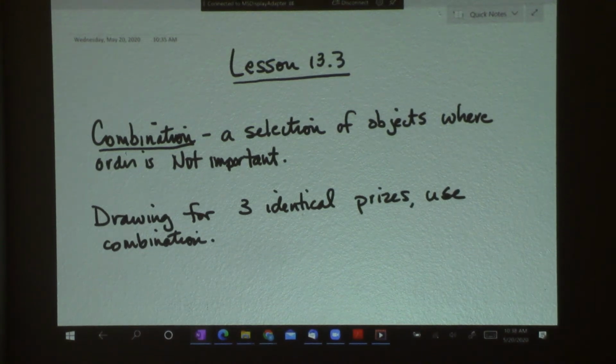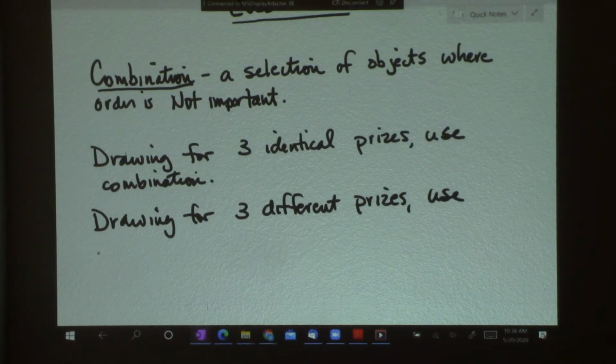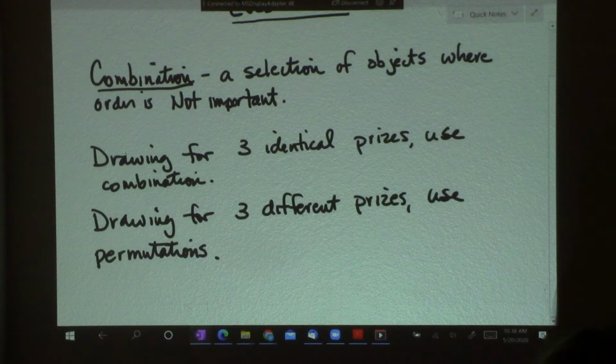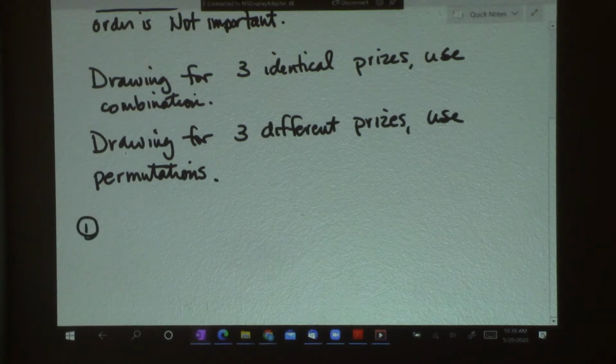They're all the same. Now, if you had a drawing for 3 different prizes, the order would matter because different things are getting picked. So the chances of getting one thing or another would change with whatever was chosen, right? So that's an example. All right, so we're going to look at some more examples that will help make this clear.